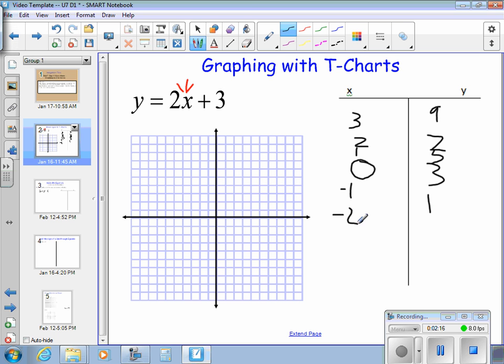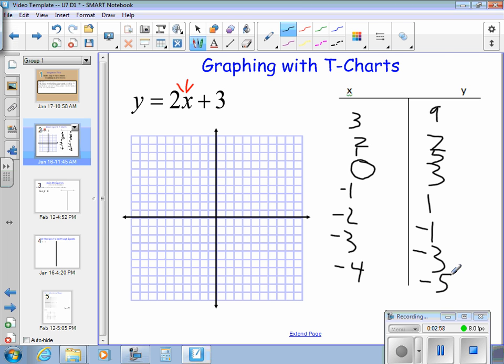Let's try negative 2. Negative 2 times 2 is negative 4. Negative 4 plus 3 gives me negative 1. Okay, so we need a negative 3. Negative 3 times 2 is negative 6. Negative 6 plus 3 is negative 3. Okay, let's put in a negative 4. Negative 4 times 2 is negative 8. Negative 8 plus 3 is negative 5.